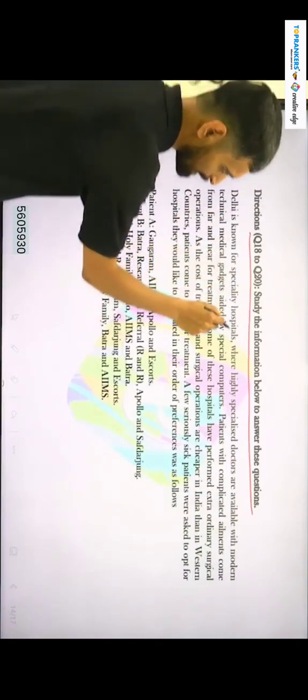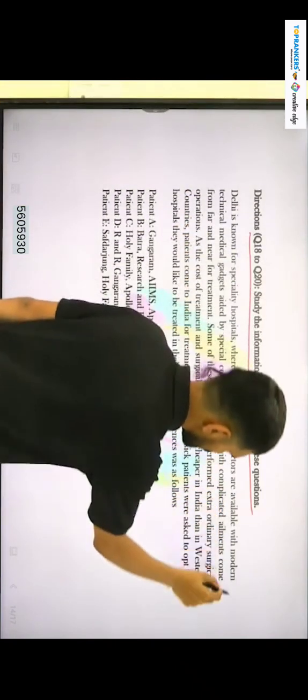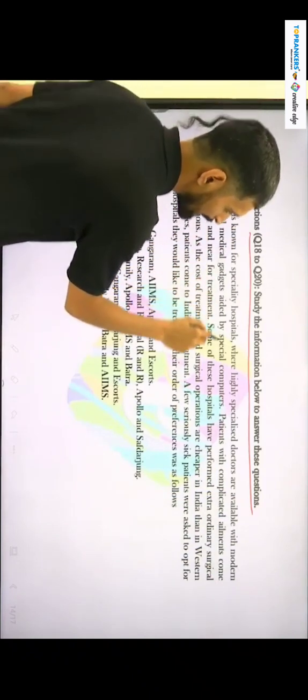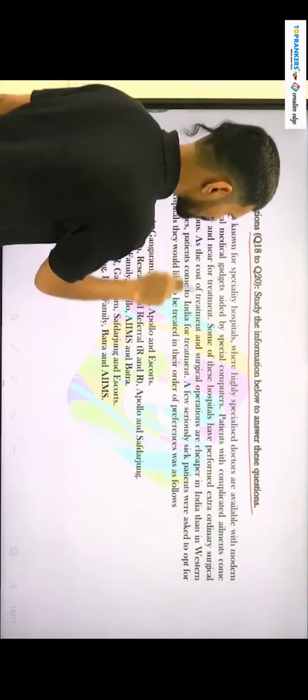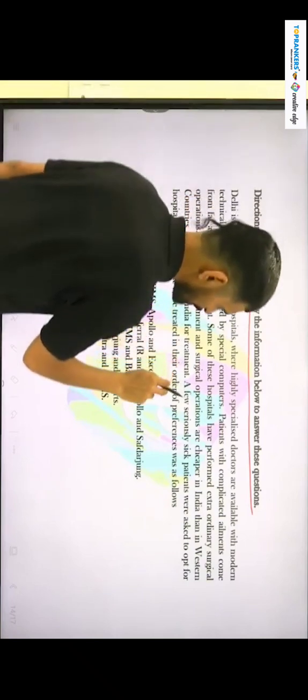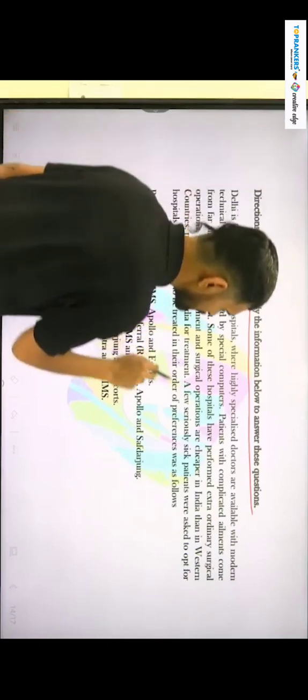Next set of questions is on our screen, and this is the last set of questions for this particular session. Delhi is known for specialty hospitals where highly specialized doctors are available with modern technical medical gadgets aided by special computers. Patients with complicated ailments come from far and near for treatment. Some of these hospitals have performed extraordinary surgical operations. As the cost of treatment and surgical operations are cheaper in India than Western countries, patients come to India for treatment. A few seriously sick patients were asked to opt for hospitals they would like to be treated in, in their order of preference as follows.